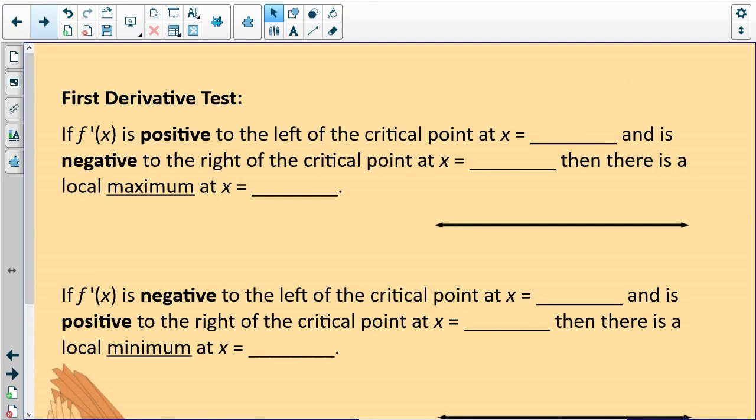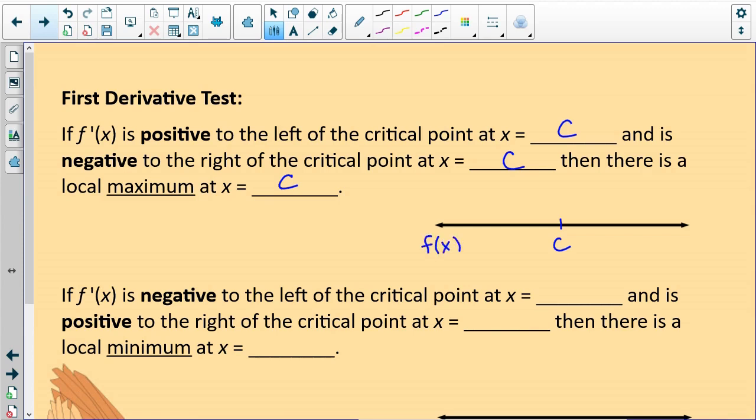First derivative test. If f' is positive to the left of a critical point at x equals c, and negative to the right of the critical point at x equals c, then there is a local maximum at x equals c. So basically, if I have some point x equals c, and I know that f'(x), my derivative, is positive to the left of c and negative to the right of c, let's think about what that means for my function.